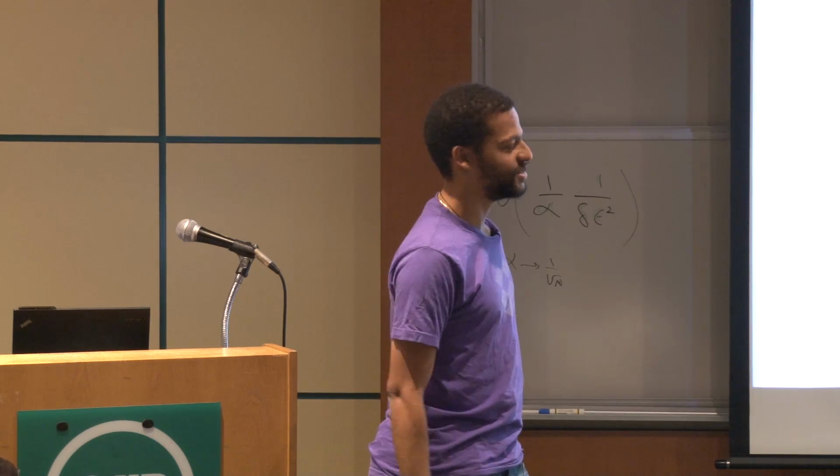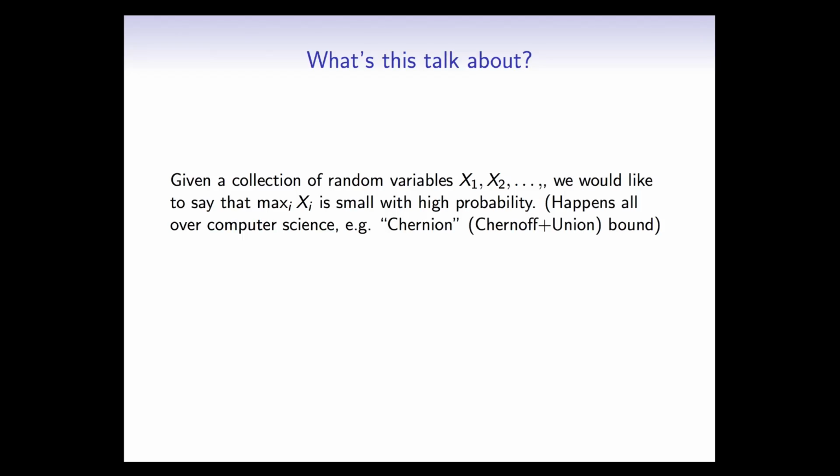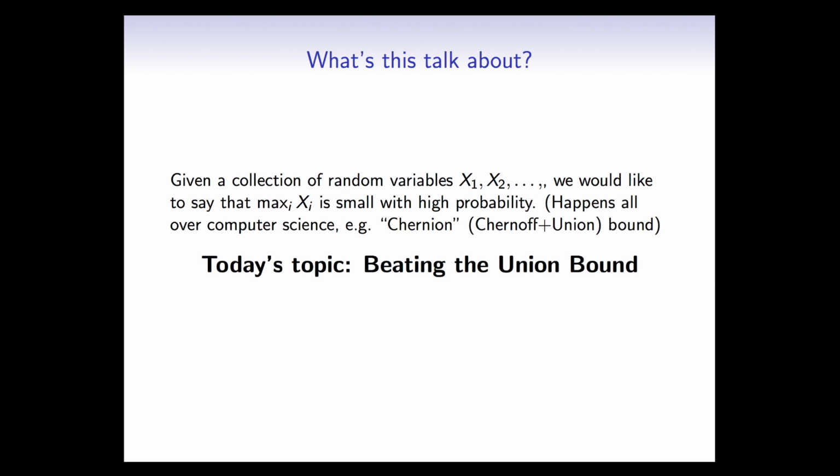So what's this talk about? What's chaining? This is a situation that we see a lot in TCS. We have a collection of random variables, and we want to say that with high probability, they're all small, okay? And I remember when I was taking Karger's randomized algorithms class as an undergrad 10.5 years ago, my friends and I used to call it the Chernian bound because we would just do it all the time. We didn't like to say Chernoff plus union, it wasted syllables. And today's topic is beating the union bound. Chaining is a systematic way of dealing with this situation and doing better than the union bound.